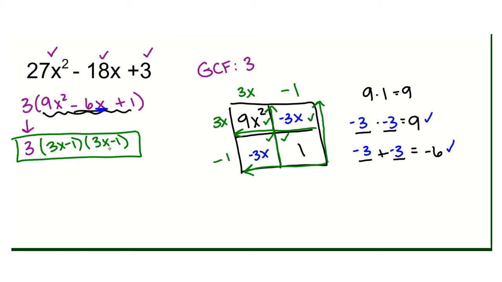Because I have two 3x minus 1's here, I could also write my answer as 3 for my GCF out in front times 3x minus 1 squared, because I have two of them. So you could write your answer either way. Be careful on multiple choice questions because the answer might be written like this, and so you need to know that these are equivalent forms.